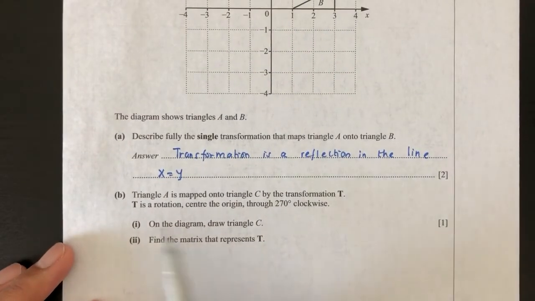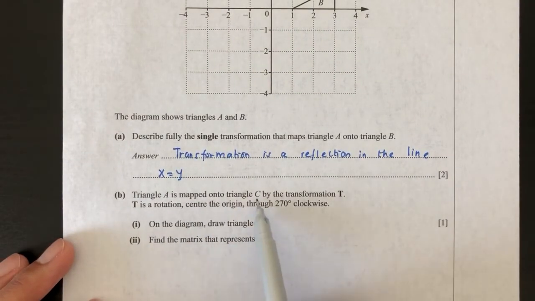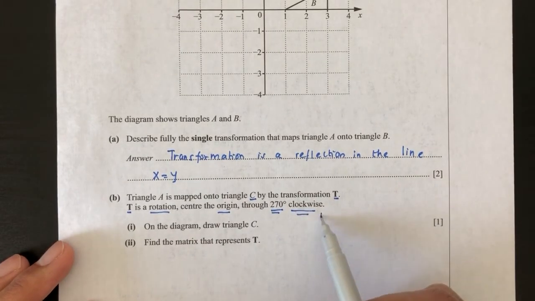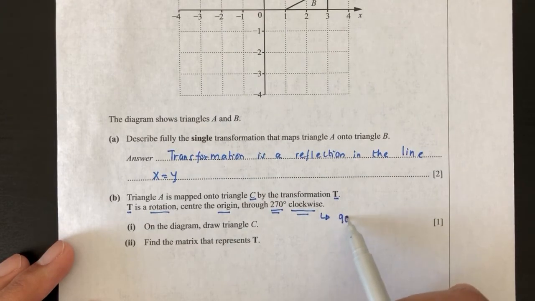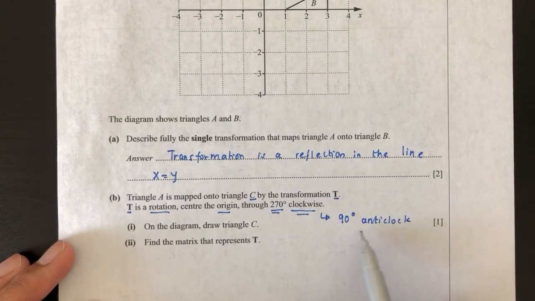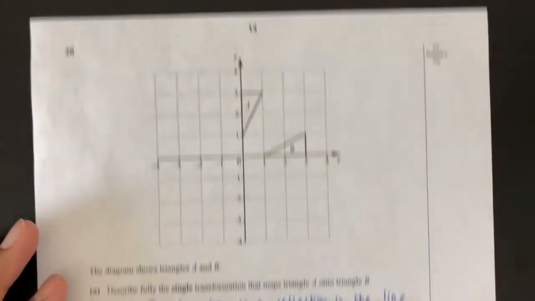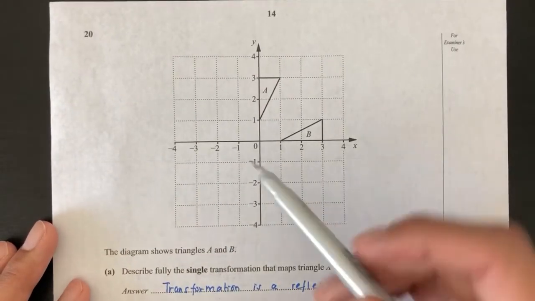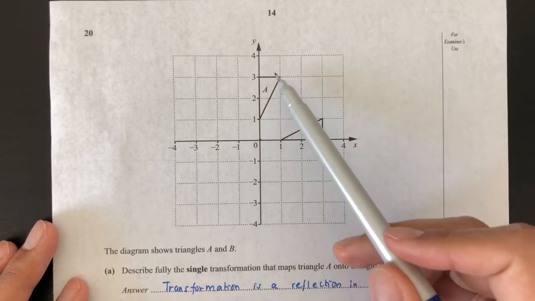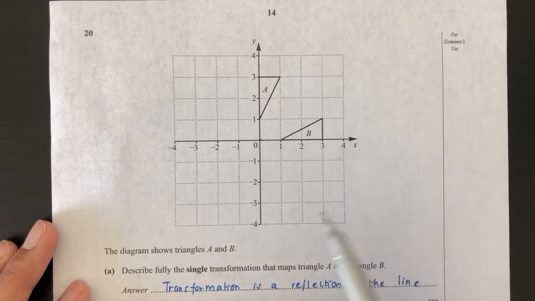Now part B, triangle A is mapped onto triangle C by a transformation T. T is a rotation, center O, 270 degrees clockwise. So this means it is 90 degrees anti-clockwise, right? So this is pretty easy. Let's do that. So we have our point O here. We have to map A 90 degrees anti-clockwise.